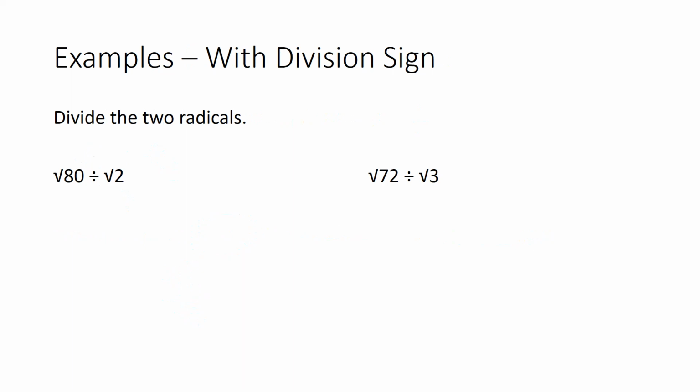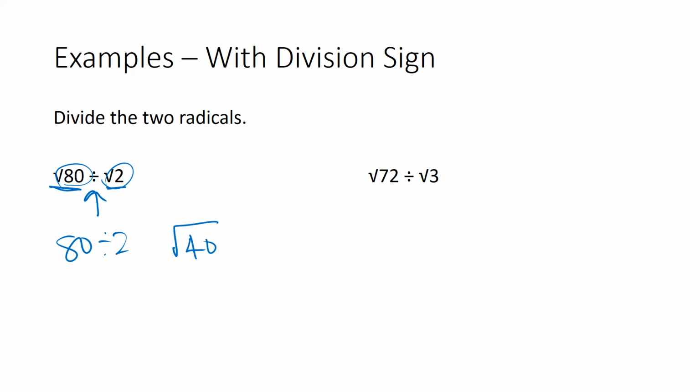We got two examples here. Our directions say to divide the two radicals, and we want to always give that radical in the simplest form. So our first problem here is the square root of 80 divided by the square root of 2. So we have two radicals and that division sign. We're going to look at the radicands. We're just going to divide 80 by 2. 80 divided by 2 is 40.